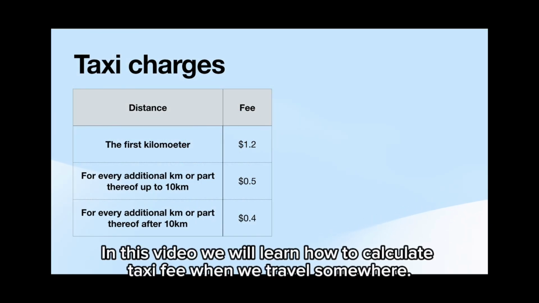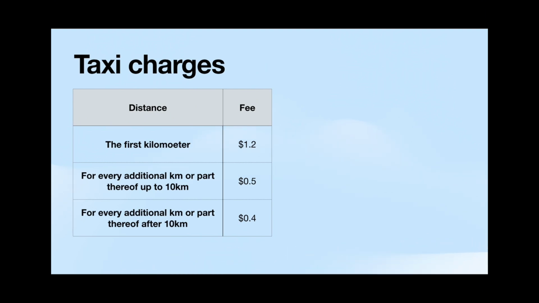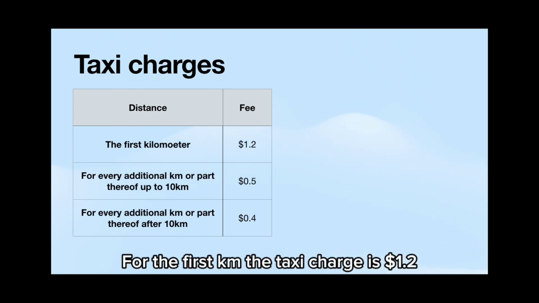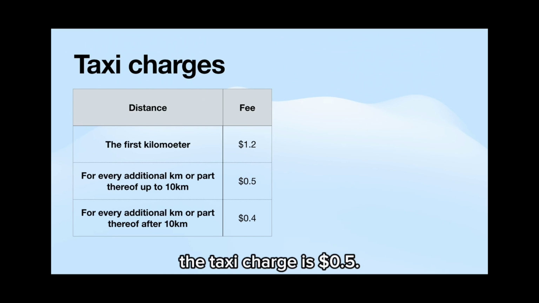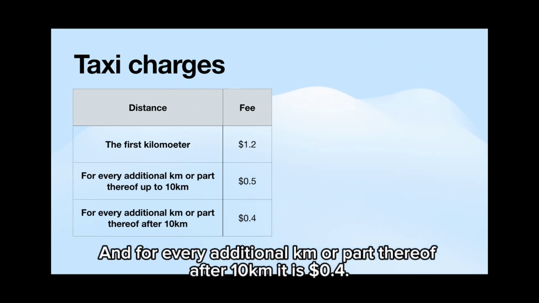Everyone! In this video we will learn how to calculate taxi fee when we travel somewhere. For the first km the taxi charge is $1.20. For every additional km or part thereof up to 10 kilometers, the taxi charge is 50 cents. And for every additional km or part thereof after 10 kilometers it is 40 cents.